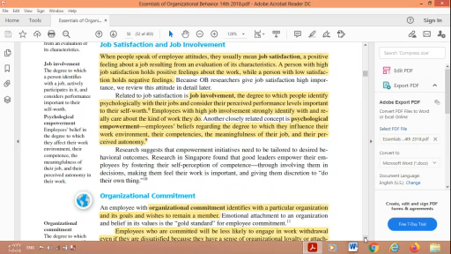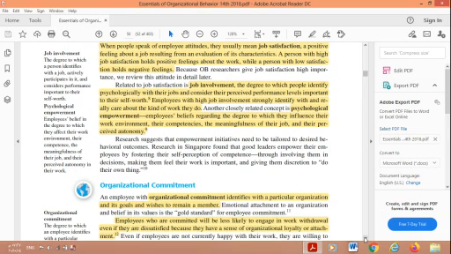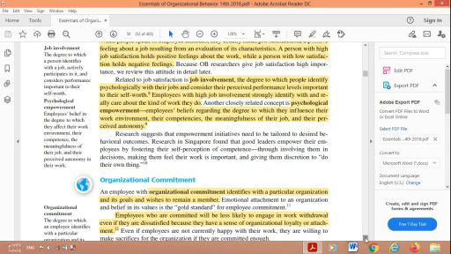Another issue related to job attitude is organizational commitment. What do you mean by organizational commitment? Organizational commitment means that the employee is less willing to leave the organization and is willing to remain or stay within the organization.